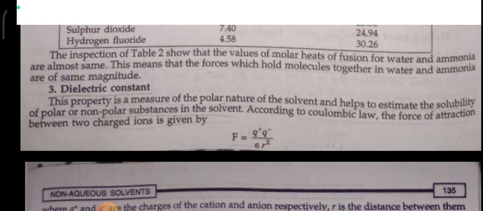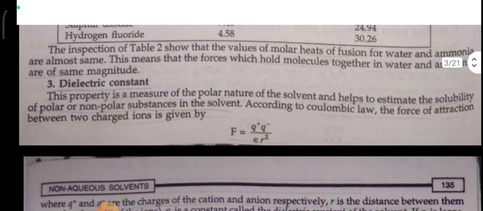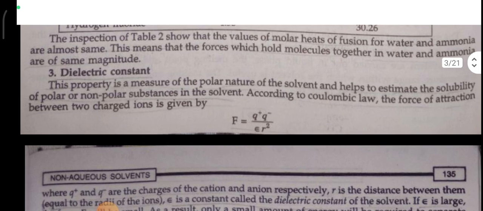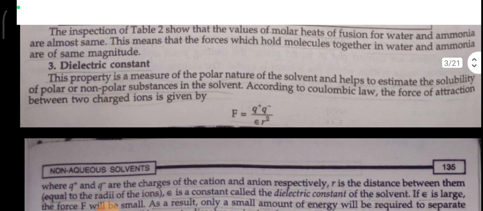The inspection of table 2 shows that the values of molar heat of fusion of water and ammonia are almost the same. This means that the forces which hold molecules together in water and ammonia are of the same magnitude.